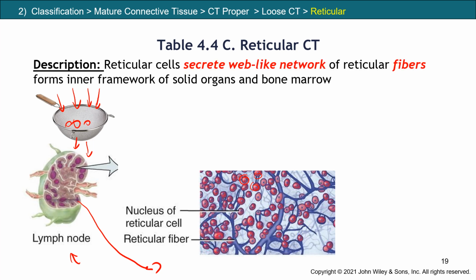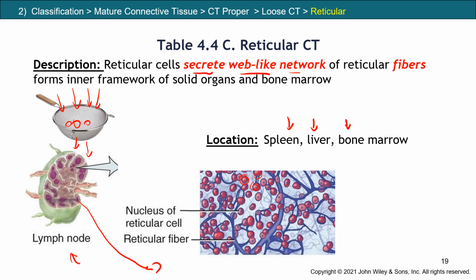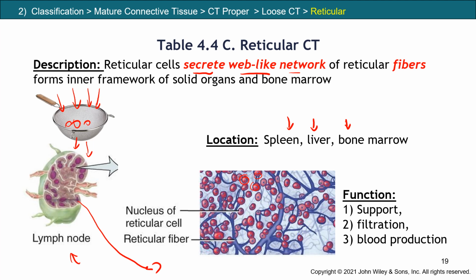I told you that these reticular cells that you saw in the schematic secrete a web-like network of reticular fibers that they can use to form the framework of solid organs and bone marrow. The organs could be the spleen, the liver, and the bone marrow, and of course the lymph nodes that we talked about before. And the functions could be support, filtration in the lymph nodes, and blood production in the bone marrow. Now let's go and see the picture that your textbook offers you.